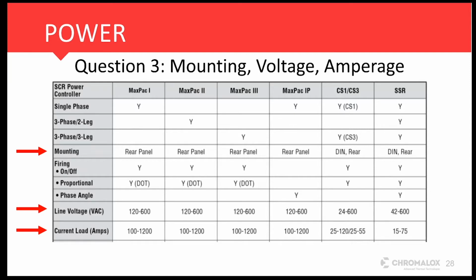There are also, for some smaller SCRs, DIN rail mounted options. That's usually not a make or break to any customer unless we're replacing an existing piece of equipment, but something to keep in mind. And then the line voltage and current load are really simple. You just want to make sure that whatever you choose matches up with the heater demands that they're controlling. That's really all there is to it.